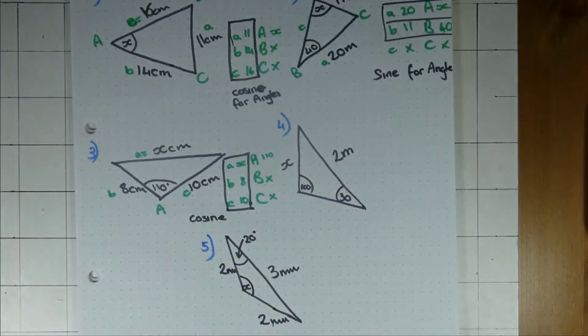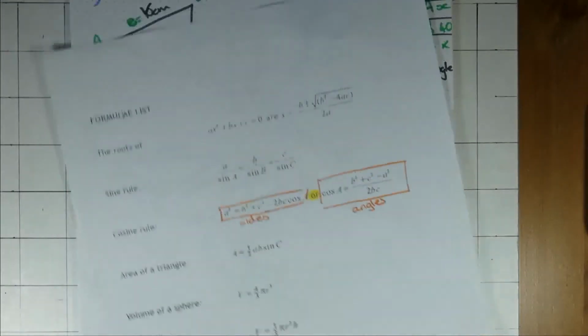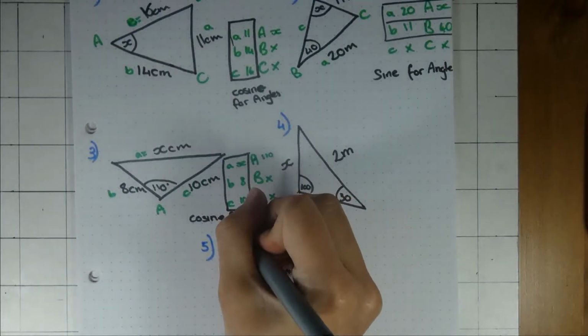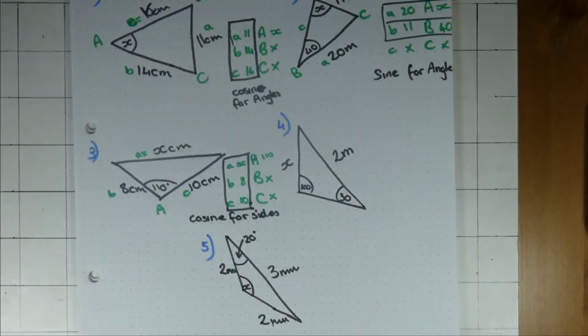But we've got to have a think. Cosine rule, what are we looking for? Are we looking for a side or are we looking for an angle? We're looking for a side, so it's going to be this first equation here. So cosine for sides.